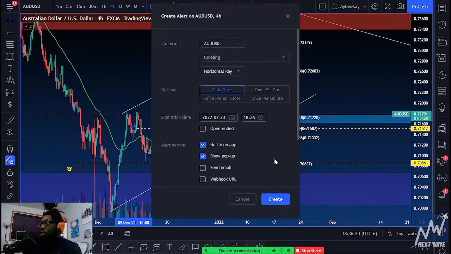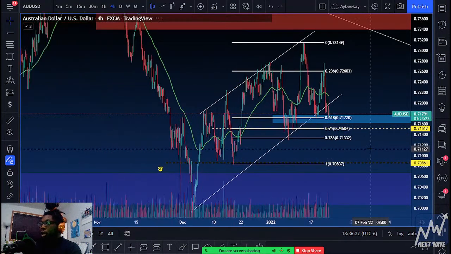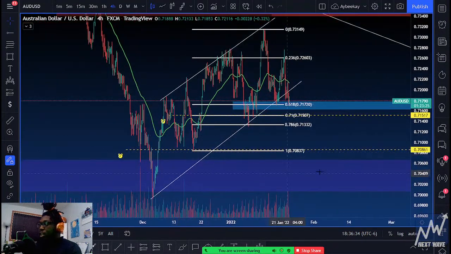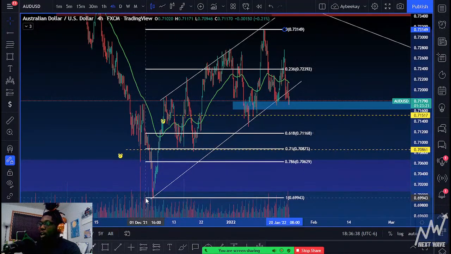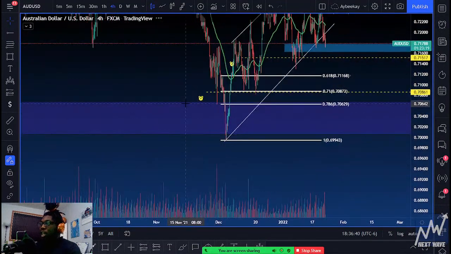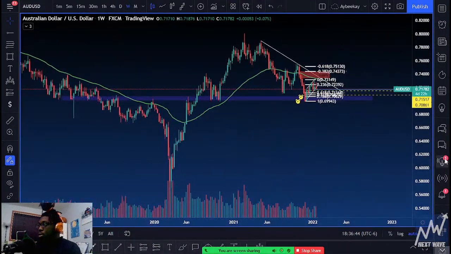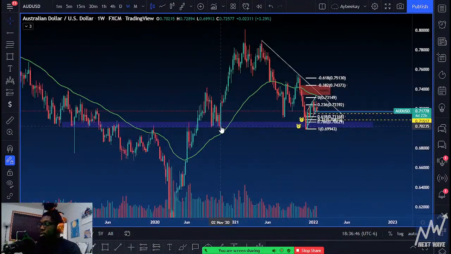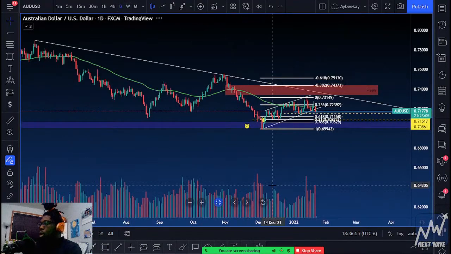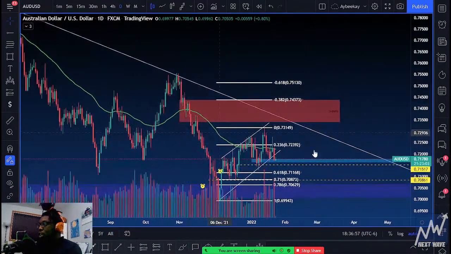I'm going to add an alert there. Or price can still come down over here to 0.70861, from where the swing started at this higher time frame zone, from this higher time frame zone that price has rejected off of previously when it was making that bearish move a couple weeks ago. So that's what I'm really currently looking at on AUD USD.